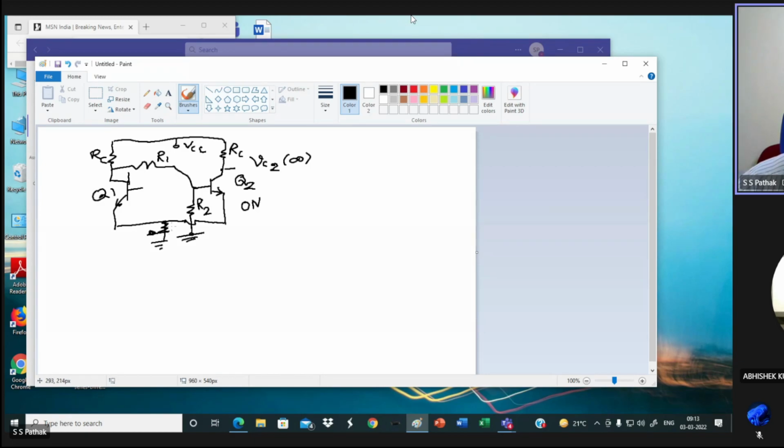Grounded through a resistance, I call this RE. This RE voltage will be rising and decreasing according to the current flowing through it. This is open. I call it the place where this positive trigger is applied.